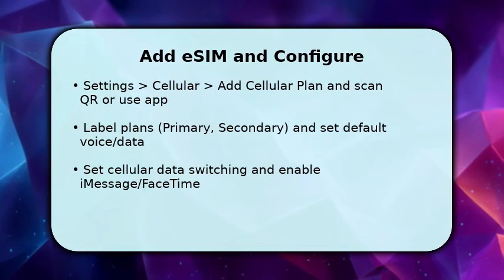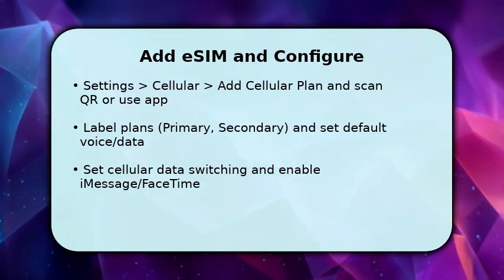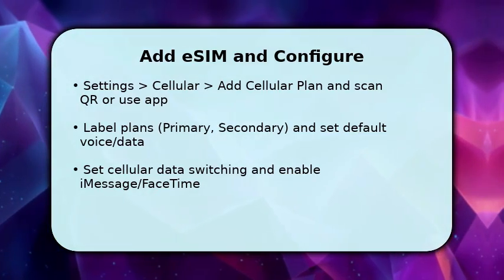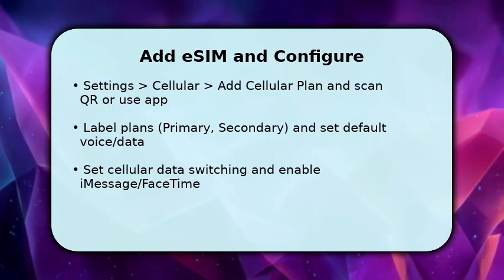Now you add the eSIM, open Settings, go to Cellular, and tap Add Cellular Plan. Scan the carrier QR or follow the carrier app's on-screen provisioning. You'll see a new plan appear after validation.